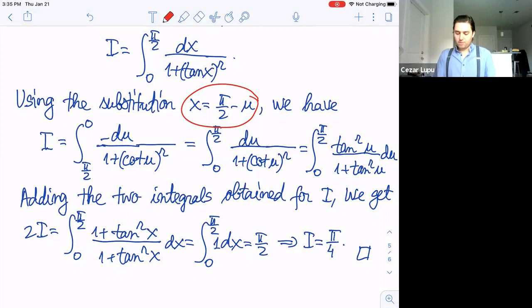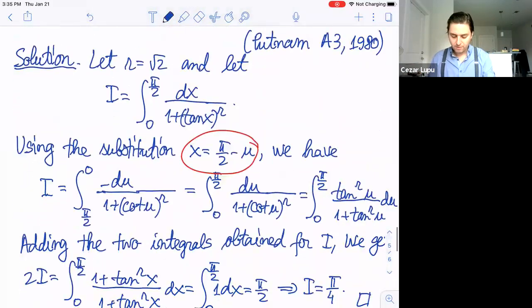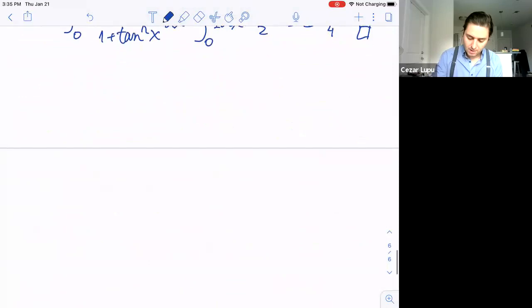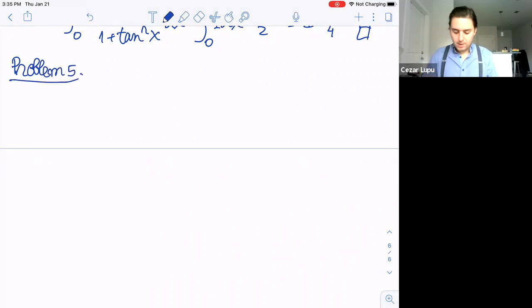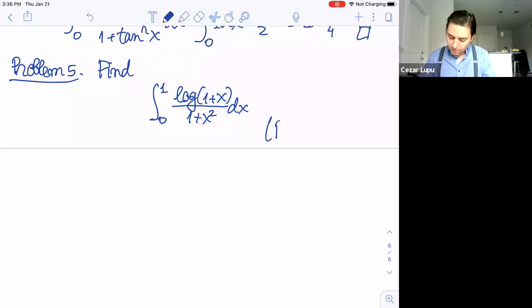All right, now let's see another problem of similar flavor, problem 5. And here I'll give you more solutions. Find this integral, the integral from 0 to 1 of log of 1 plus x, everything over 1 plus x squared, dx. This was a Putnam A5 in 2005.